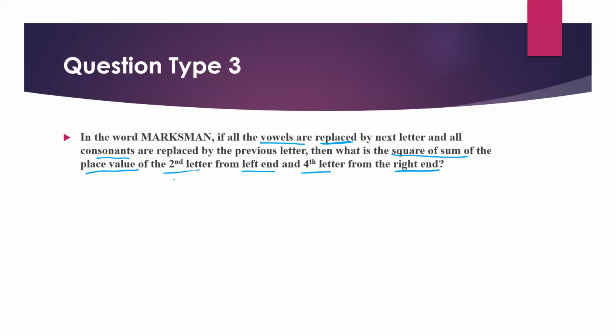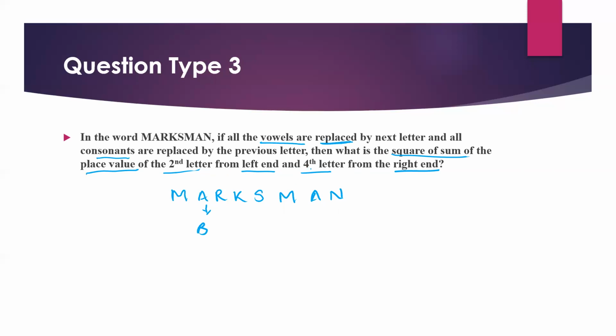Okay. So in the word marksman, we just have to replace the letters, right? We don't have to arrange it. So straight away we will check what is the second letter from the left hand. So M, A, the second letter is A, and A is what? A vowel. So we have to replace the vowel by the next letter. After A, what do we get? B.